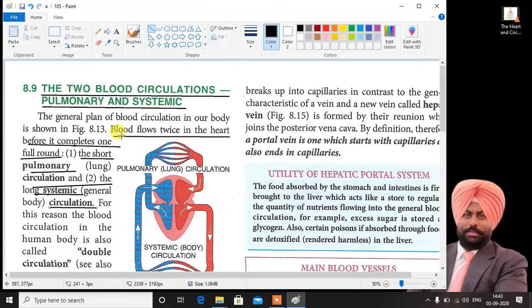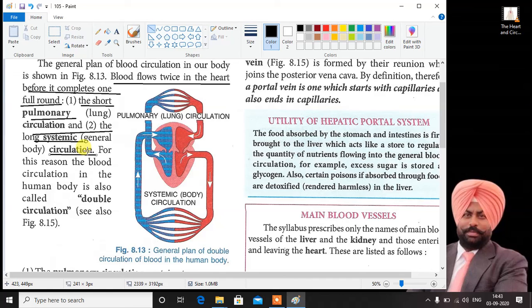Because the blood flows twice through the heart before completing one full round, that is why it is called double circulation. This means the circulation in humans is called double circulation. Let's understand with the help of the diagram.